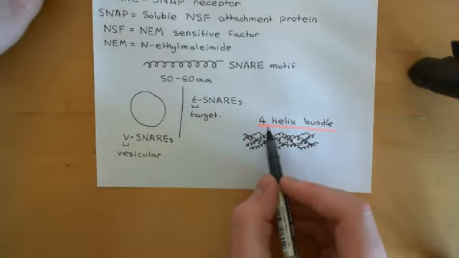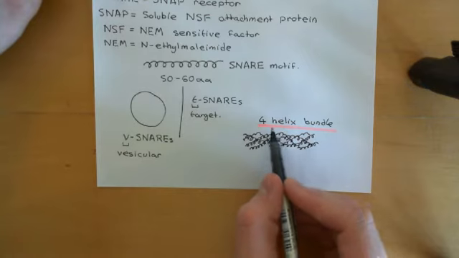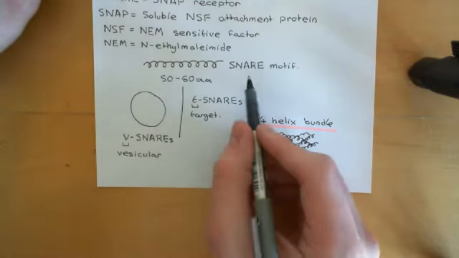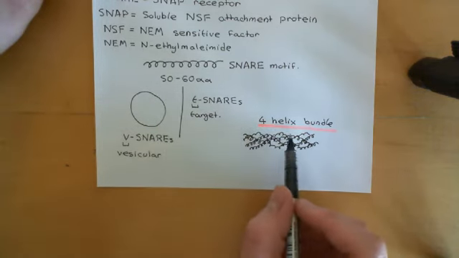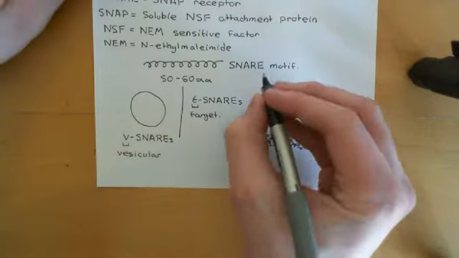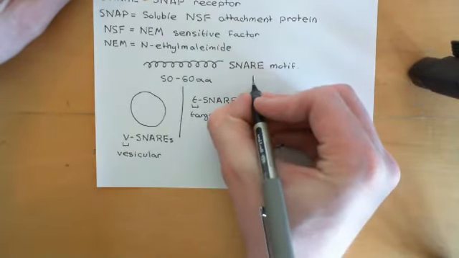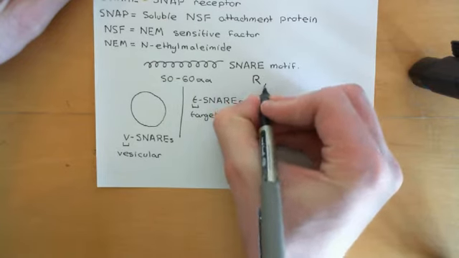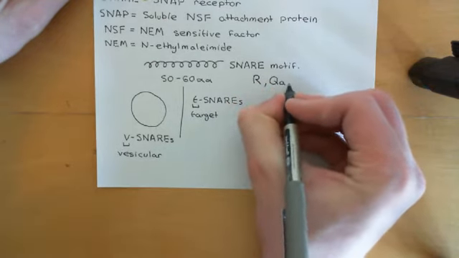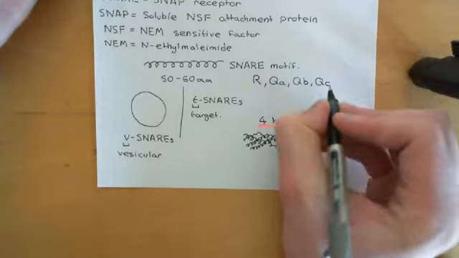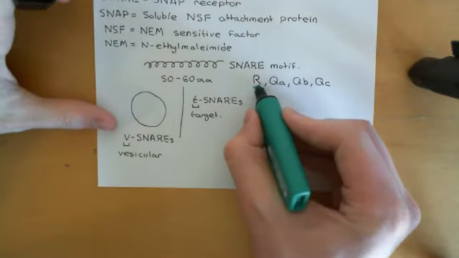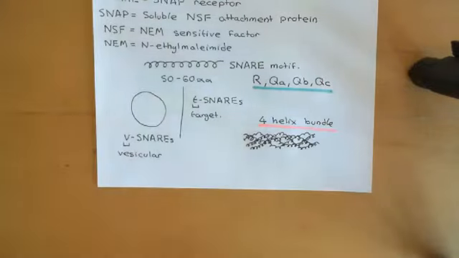When we form these 4-helix bundles, it's going to involve one of each type of the snare motifs. So you're going to put 4 snare motifs together to make the 4-helix bundle, and you're going to have one snare motif from each type. So what are the 4 types of snare motifs? Basically, you have the R snare motifs, QA snare motifs, QB snare motifs, and also QC snare motifs. These are the 4 different types, and the bundle involves one of each.